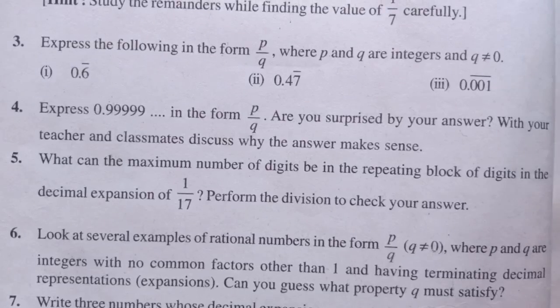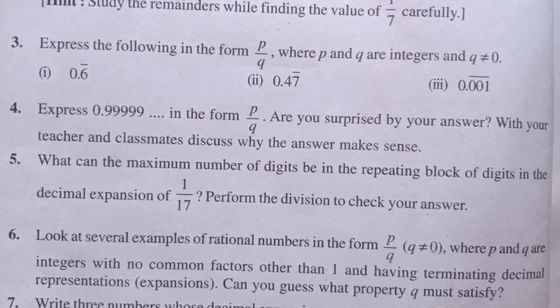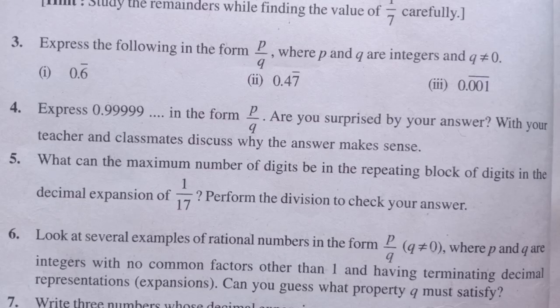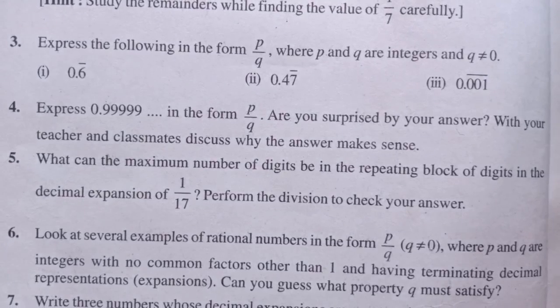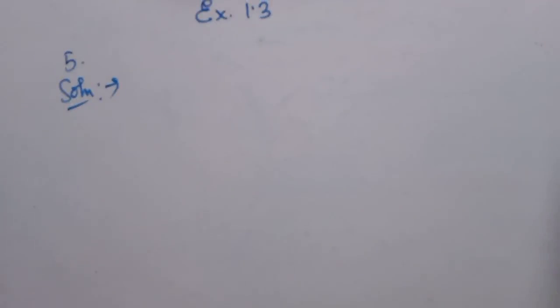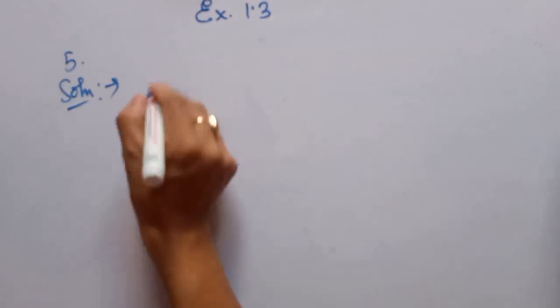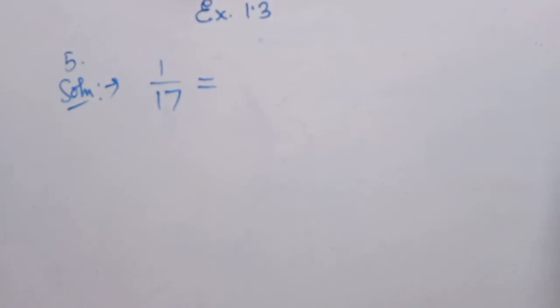Next, exercise 1.3, question number 5. What can the maximum number of digits be in the repeating block of digits in the decimal expansion of 1 by 17? Perform the division to check your answer. Number 5, solution. Let us first find the decimal expansion of 1 by 17 by actual division. You can do the actual division at your home.